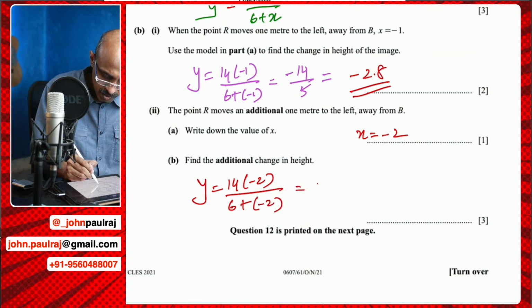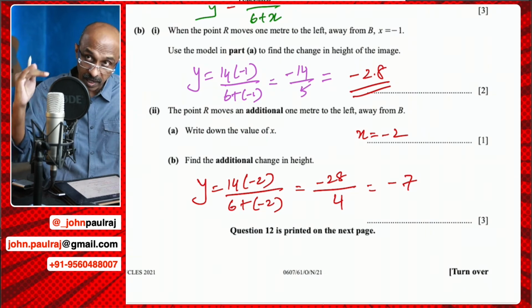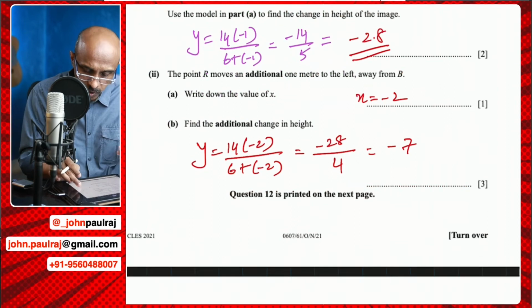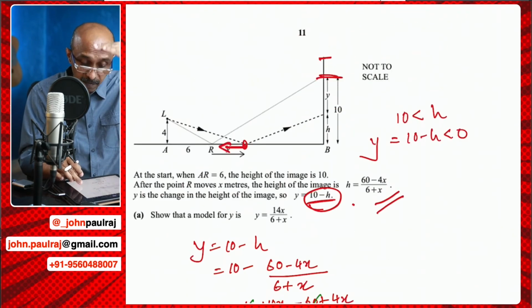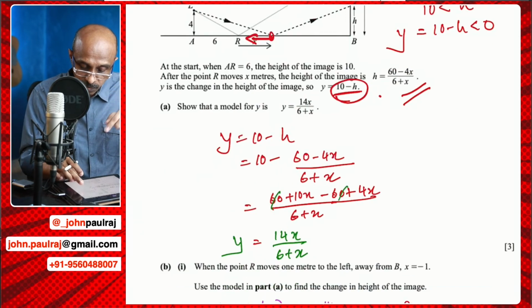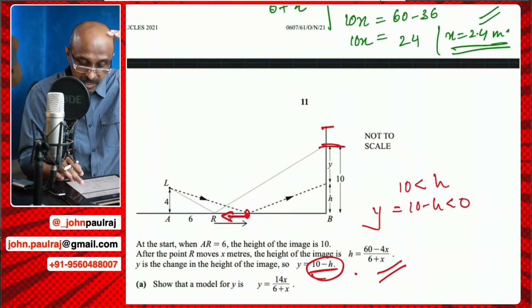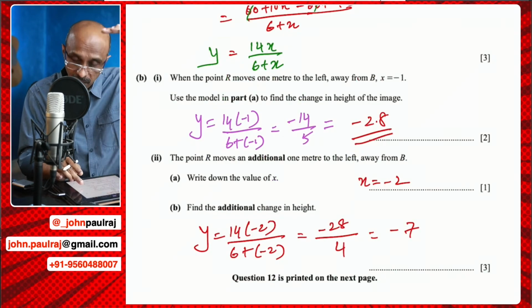And that's going to be equal to negative 28 over 4. That is negative 7. Again, it's negative because, as it's going to the left, the height will be more than the initial height. And also because the change is negative, the new height is above the initial height when it was 10. When we say that the change is negative 2.8, it literally means that the new height right now is 12.8. That's why it's gone up, okay? The negative means it's gone above.